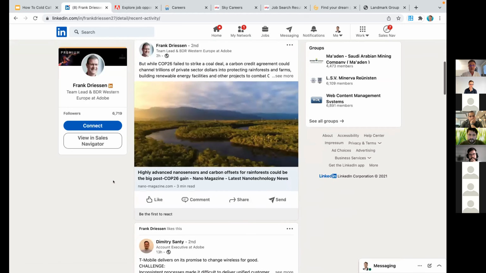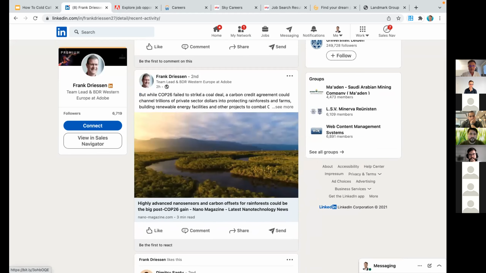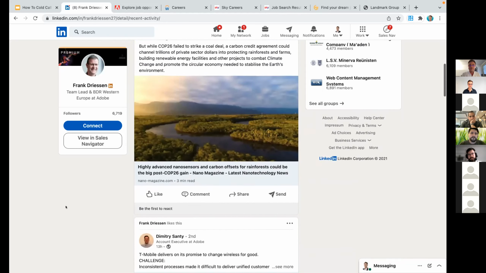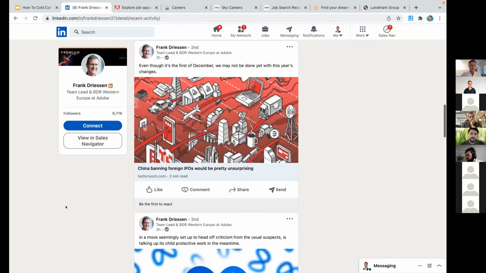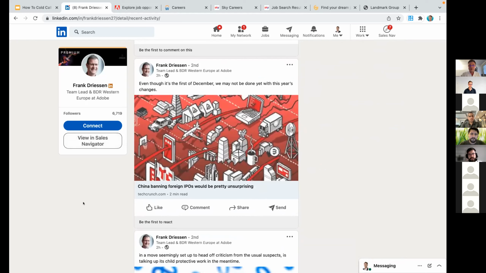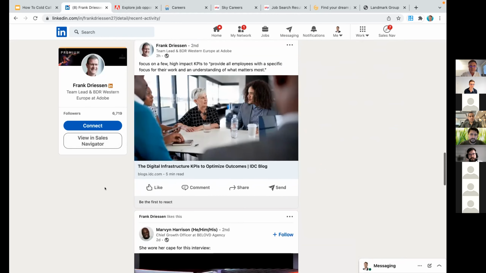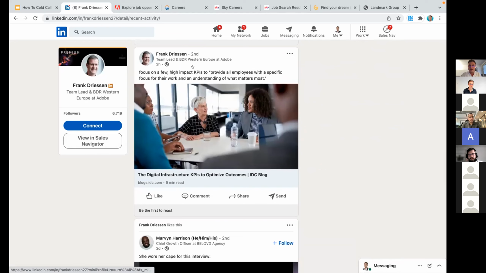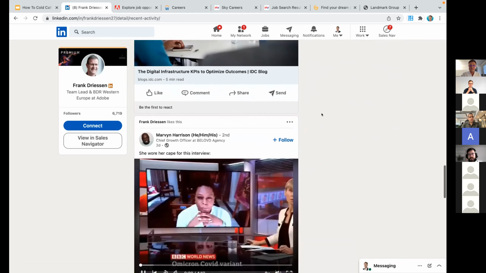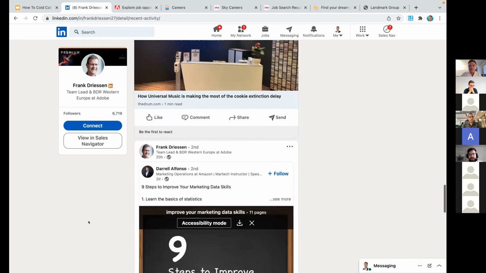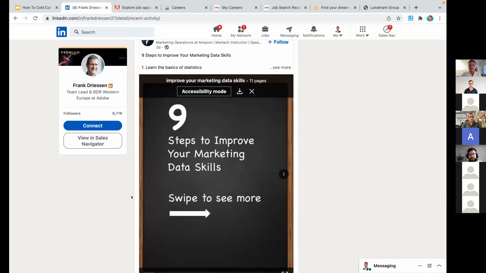So it's kind of already an indication about his personality profile. If you scroll through here and see what Frank is doing, you can already see he's really interested in sustainability. He's concerned about the environment. So he resonates with sustainable topics, probably in his private life. He's really up to date, so he's following the news as well. You can see here he's following the news about the metaverse. What else? He's concerned about KPIs. So it's also an indication that he's probably good with numbers as well. He's posting a lot about how Universal Music is making the most of the cookie extinction. Okay. And he loves apparently short messages.